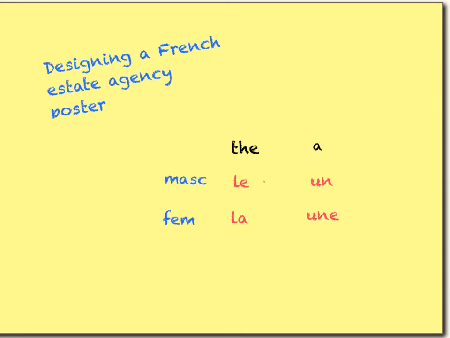Okay, so masculine words are le for the, for example, le salon, and a living room would be un salon. Cuisine is feminine, so it's la cuisine if you want to say the kitchen, and une cuisine if you want to say a kitchen.